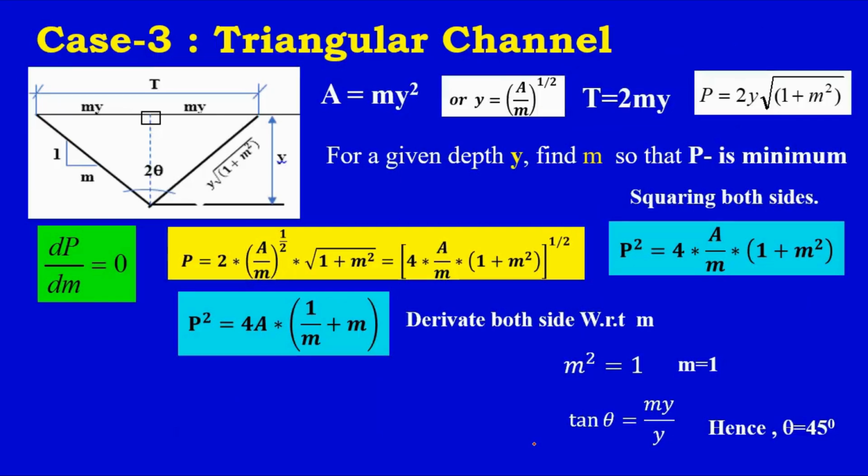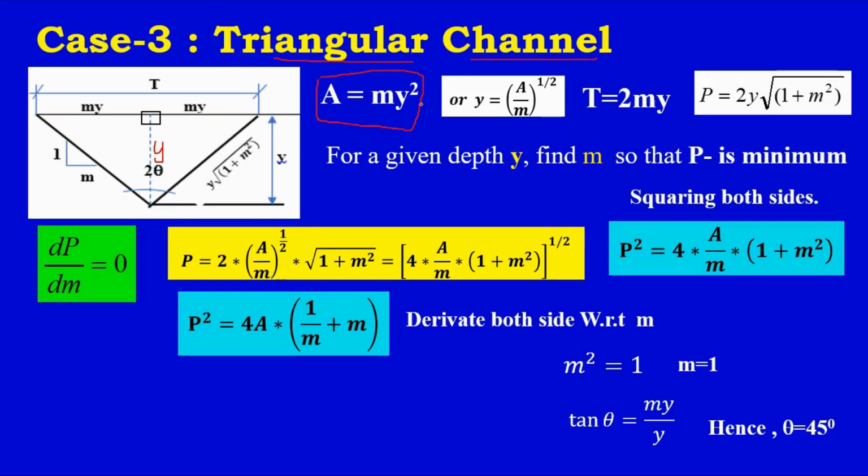Okay, the third case is the triangular channel. So in the triangular channel again you have this one with side slope 1 to m. So this is the right angle. So you have y depths here, then my. Then you can find the total area. So area will be half of 2my times y. So the 2 will be cancelled out. So the area of the triangular channel is my square.